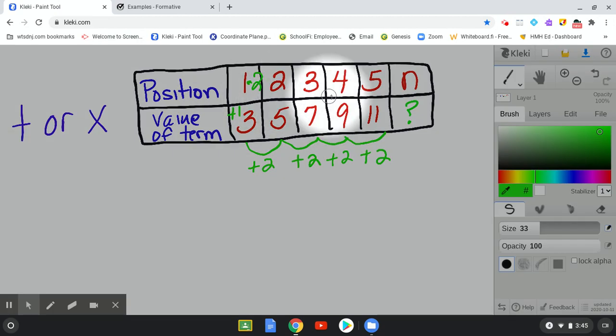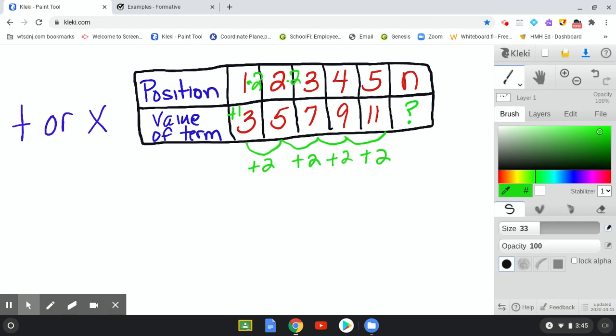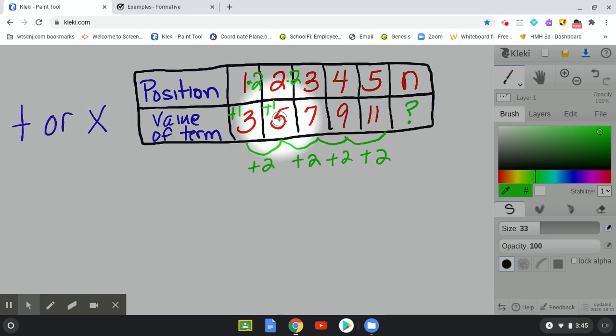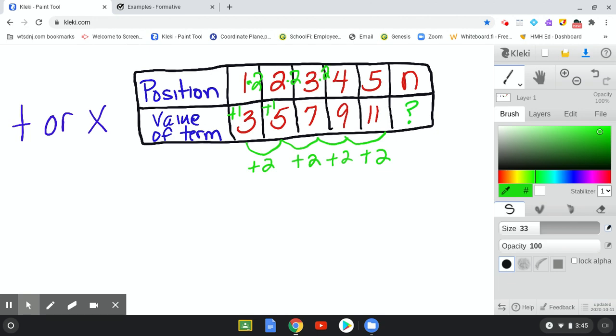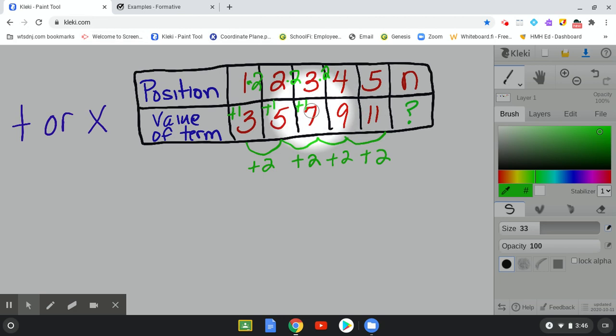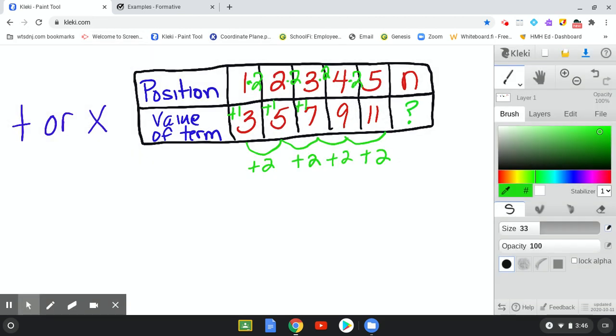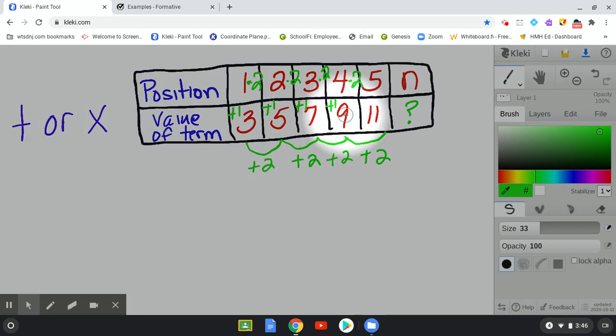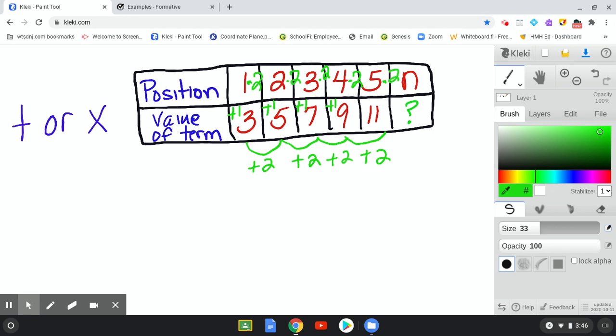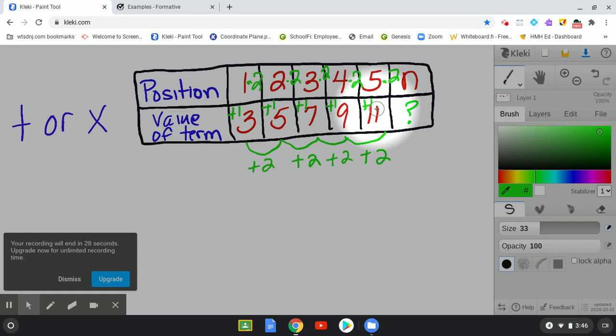Let's see if this works all the way across. So 2 times 2 gives me 4. If I add 1, do I get to my 5? I do. Let's try the next one. 3 times 2 gives me 6. If I add 1, do I get to 7? Yes, I do. 4 times 2 gives me 8. If I add 1, do I get to my 9? Yes. 5 times 2 gives me 10, plus 1 gets me to 11. So I actually figured it out.